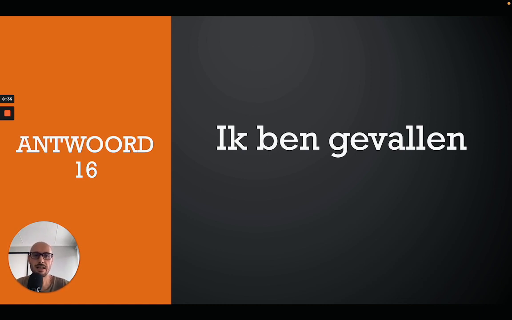Now, if you're not really sure when to use hebben or zijn as an auxiliary verb in Dutch, click on the following link. I made a video about it which might make your life easier in that regard. Because in this case, vallen is an intransitive verb and it represents a change of state. So that is why you use zijn. But if you want a little bit more information regarding this difference between zijn and hebben, click on the following link and you'll be golden.